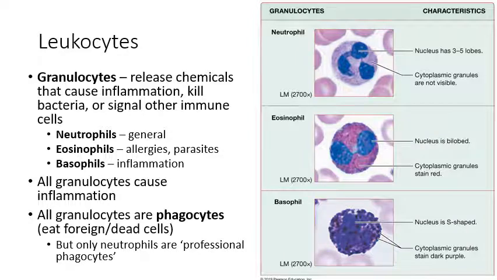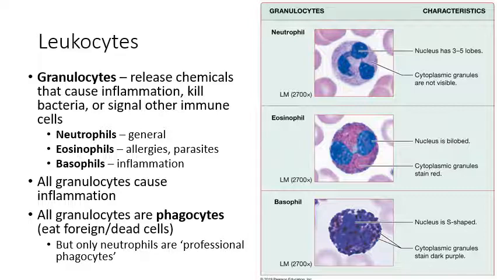So those granules that it has cause inflammation, they activate other immune system cells and proteins just to activate the immune response. So actually all of these granulocytes are able to cause inflammation using their granules, but the basophil's number one job is just to cause inflammation.